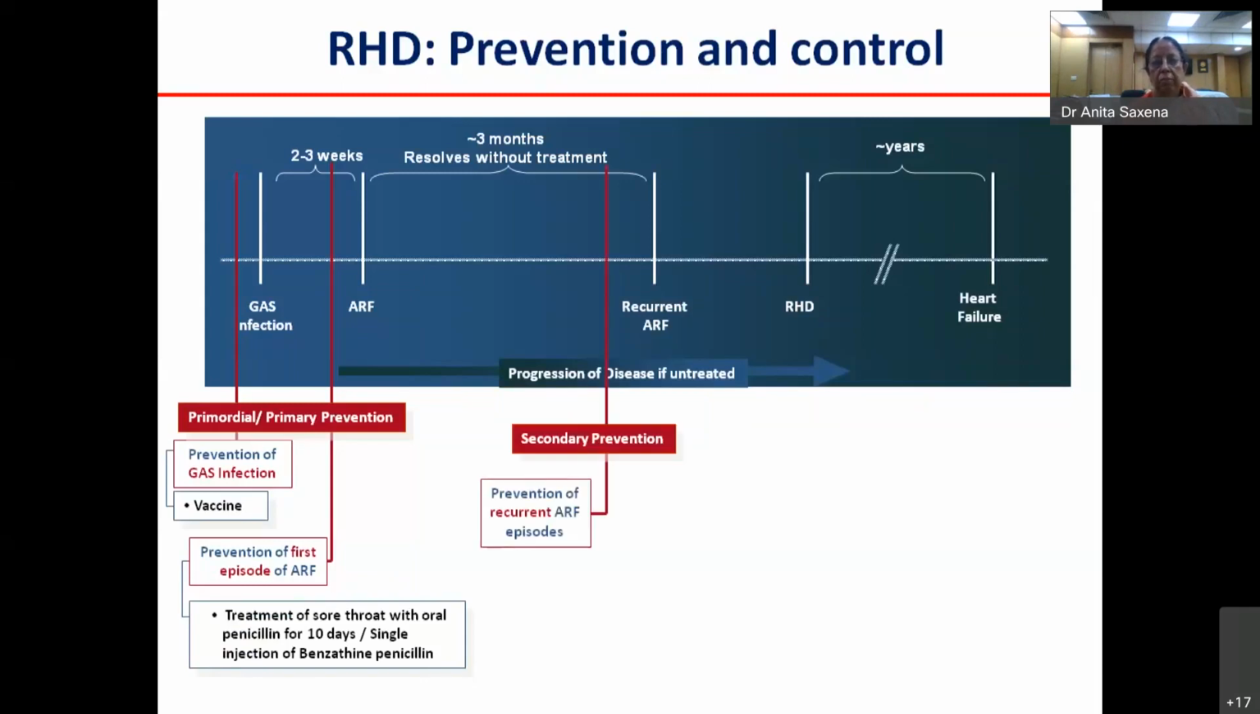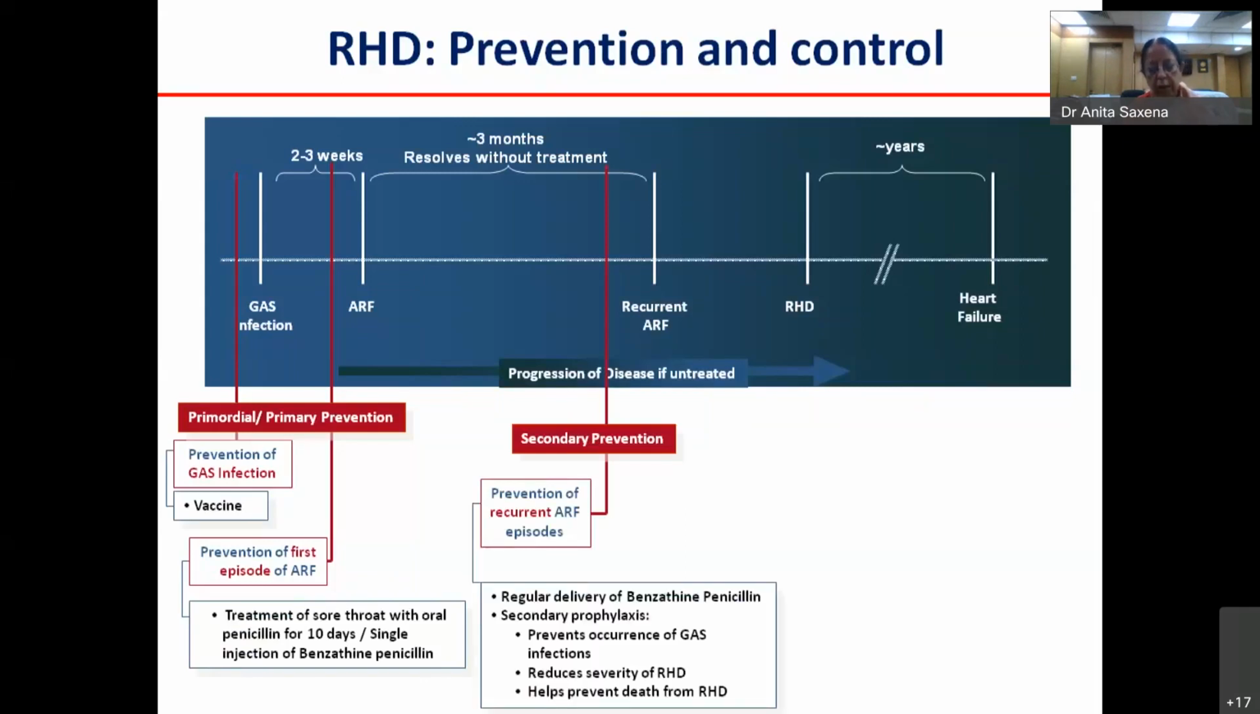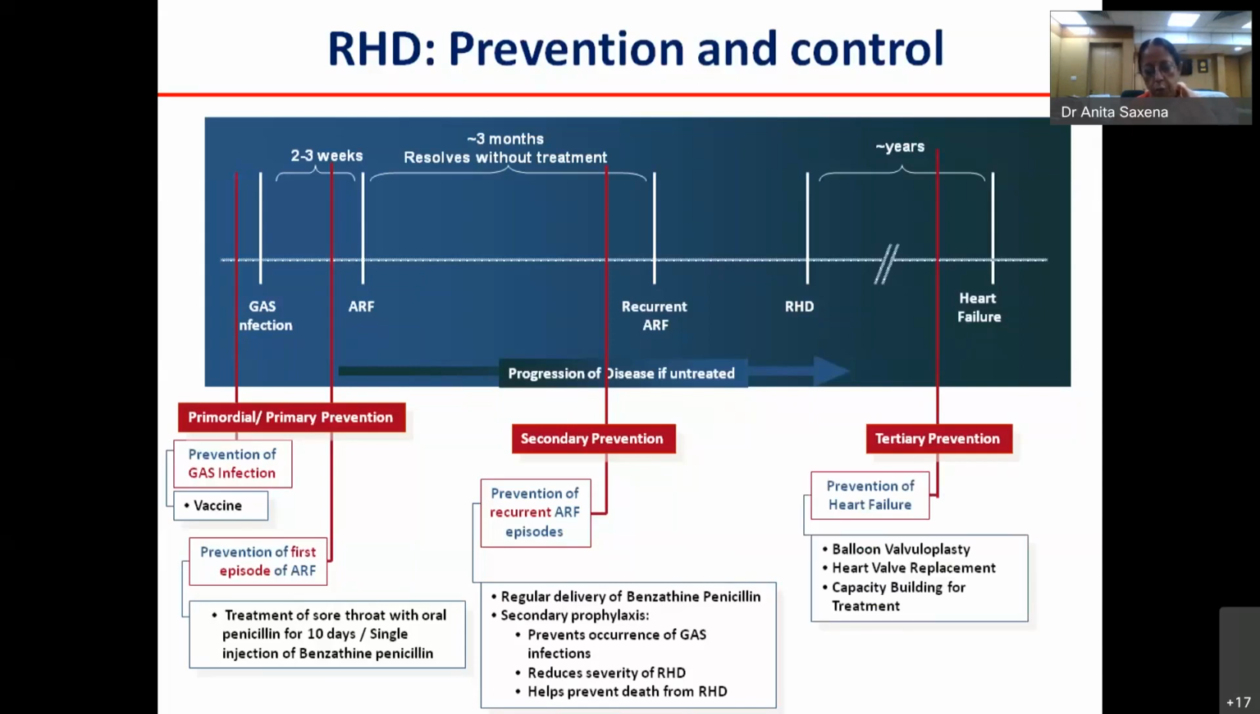Secondary prevention means that one episode of rheumatic fever has happened. How do you prevent the recurrence? By giving them regular prophylaxis with benzathine penicillin 3-weekly injection. If there is an allergy to benzathine penicillin, one can go for erythromycin. Tertiary prevention means that patient has already developed significant RHD and now you're trying to prevent heart failure and death. And that you do by balloon valvuloplasty, by drug treatment, or by heart valve replacement.